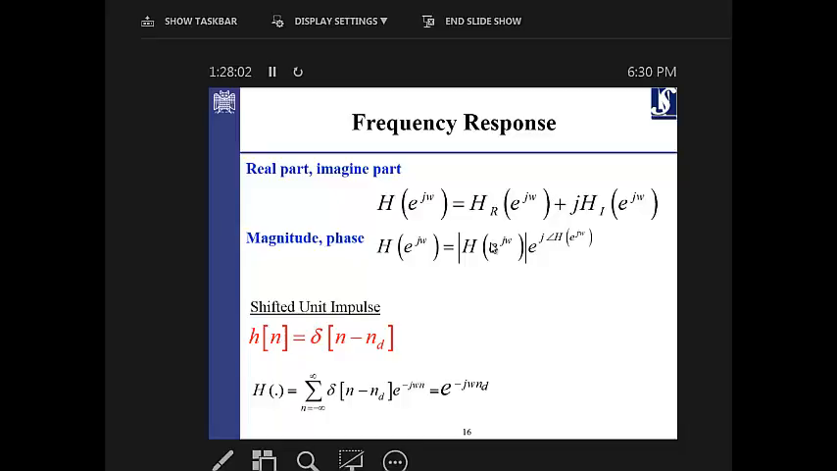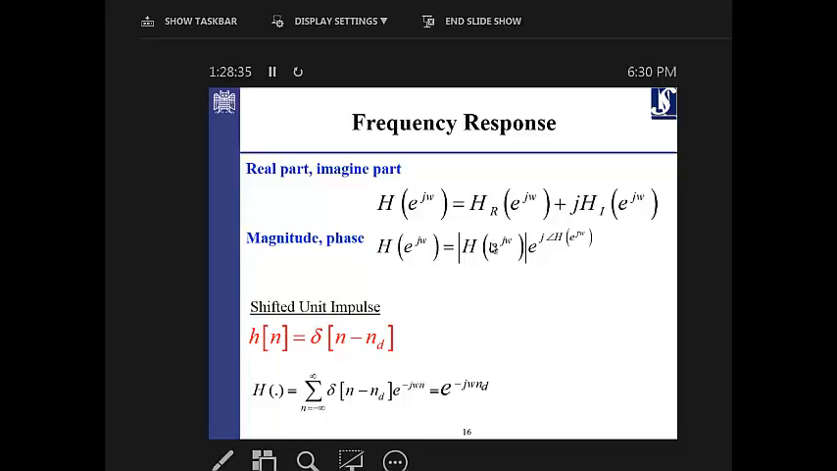So the frequency response, that H of e to the power of j omega, is complex. It depends on the frequency and it's complex. So it means that it has a real value and an imaginary value. On the other hand, it has a magnitude and phase. The other representation is based on the magnitude, the absolute value of the amplitude, and a phase, e to the power of j something. And that coefficient of j is actually the phase of the signal.